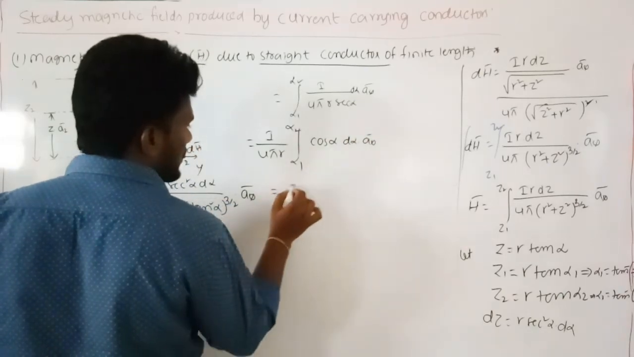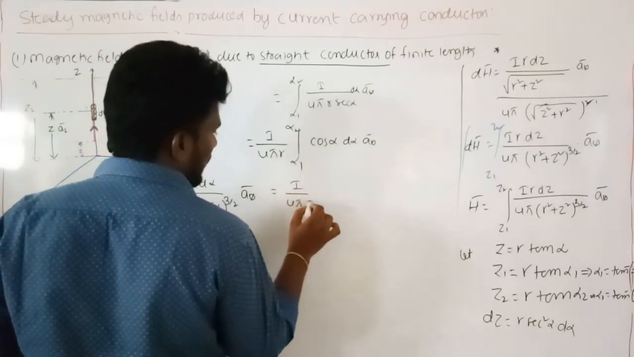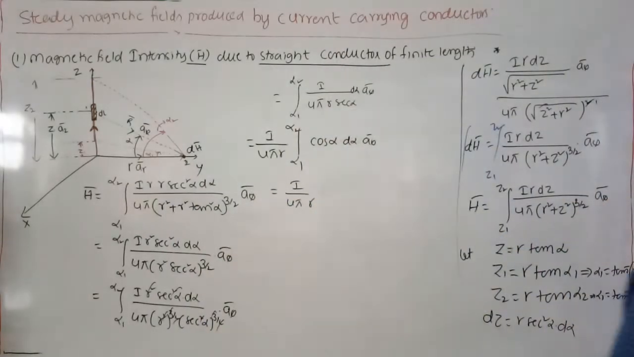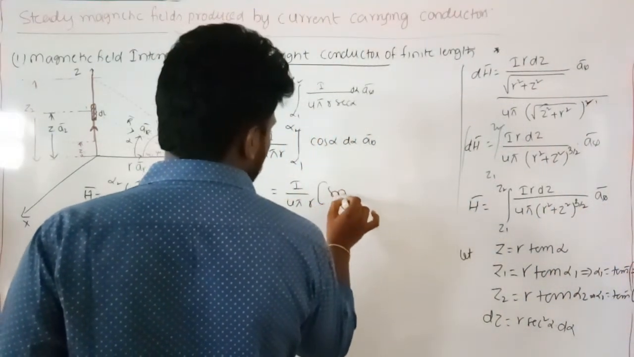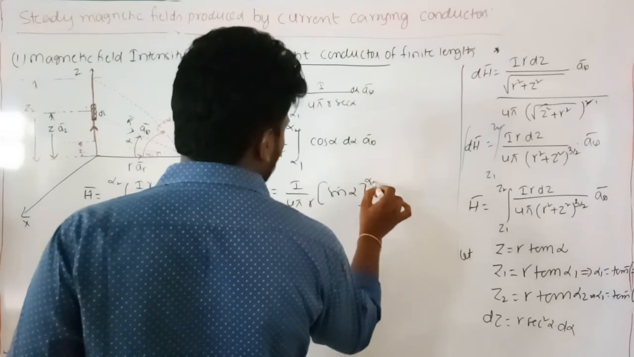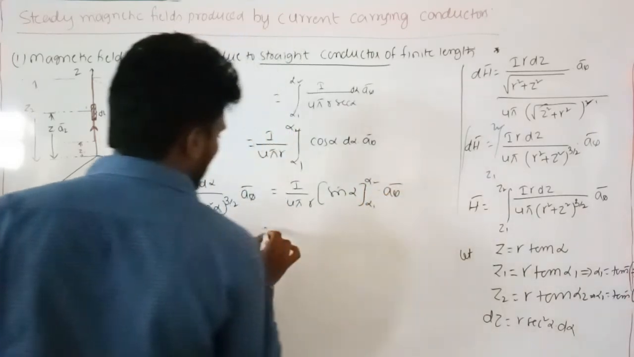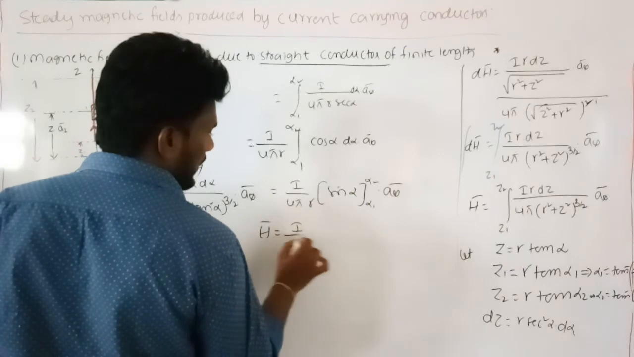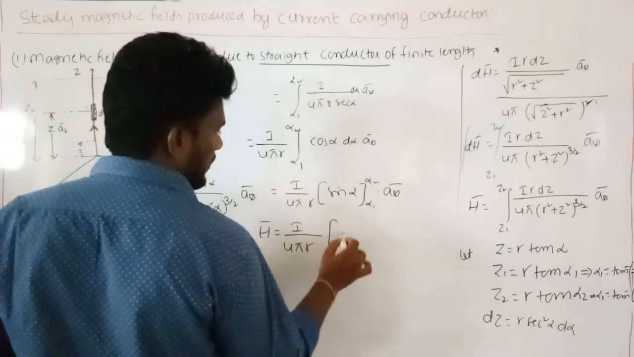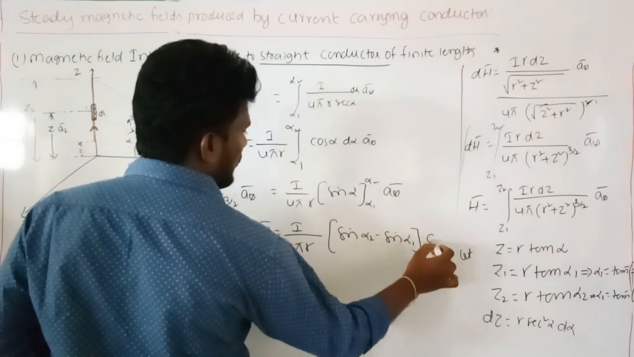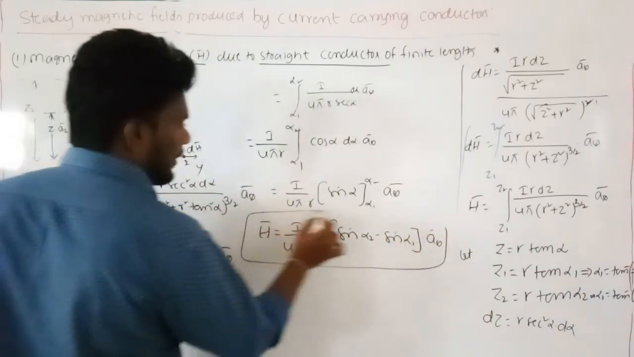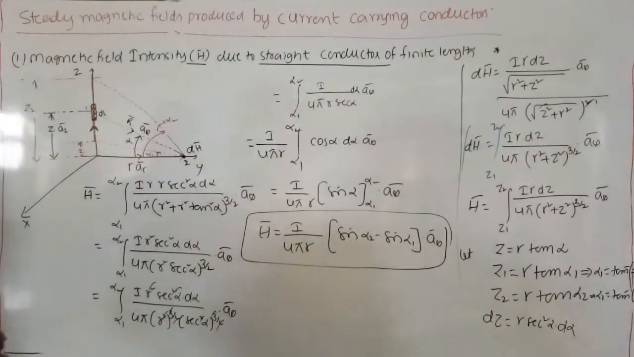What is the integration of cos now? Is it sin or minus sin? Sin alpha. So integration of cos alpha, limits from alpha 1 to alpha 2, a phi bar. Now H bar is equal to I by 4 pi r times sin alpha 2 minus sin alpha 1, into a phi bar. This is the expression for magnetic field intensity due to a straight conductor of finite length if the entire length of the conductor is on the positive z axis.